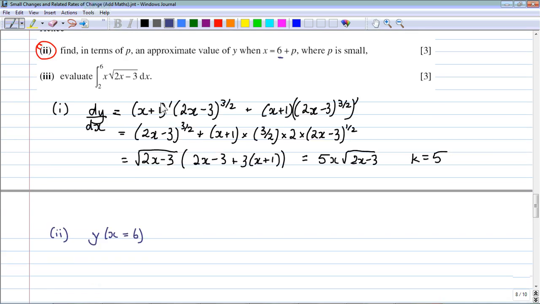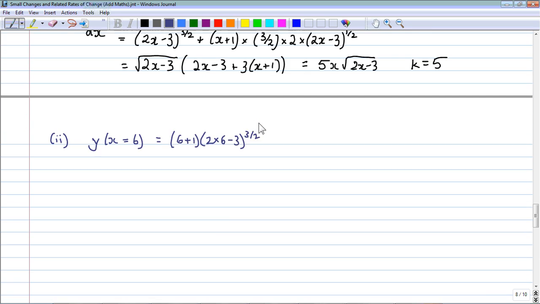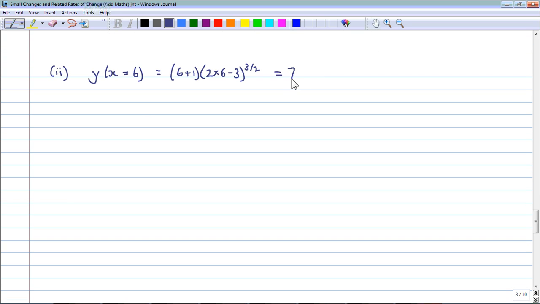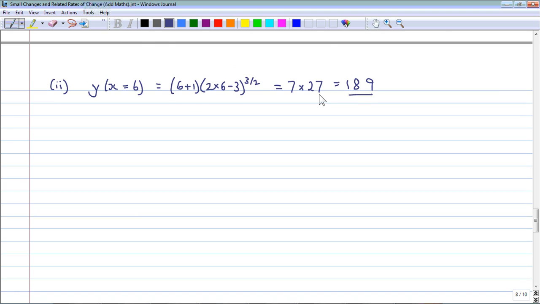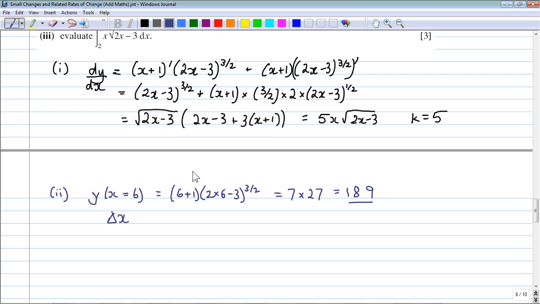So I get 6 plus 1 times 2 times 6 minus 3 to the power 3 over 2. Well, that's giving me 7 times 27, isn't it? 12 minus 3, 9. Yeah, 7 times 27, so that's 140 plus 49, that's 189. Now delta x, what's the value of delta x in this question? Delta x is just p, isn't it?